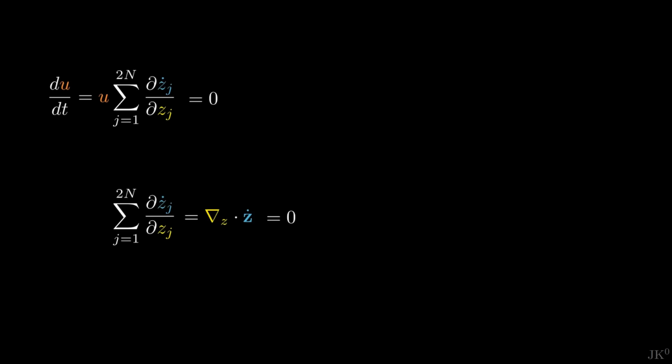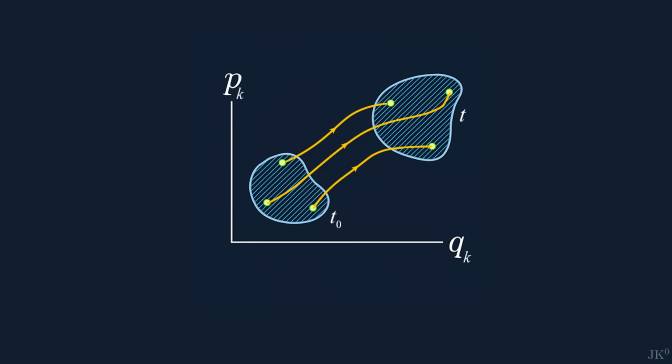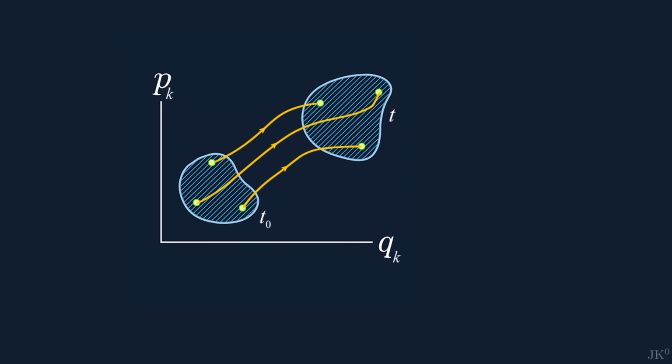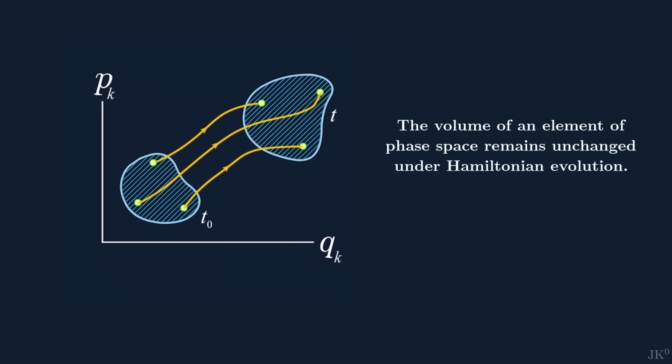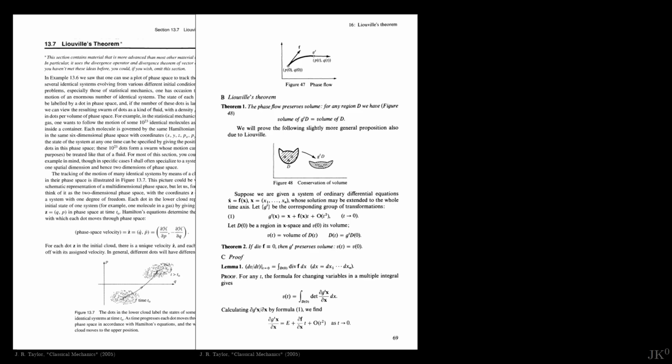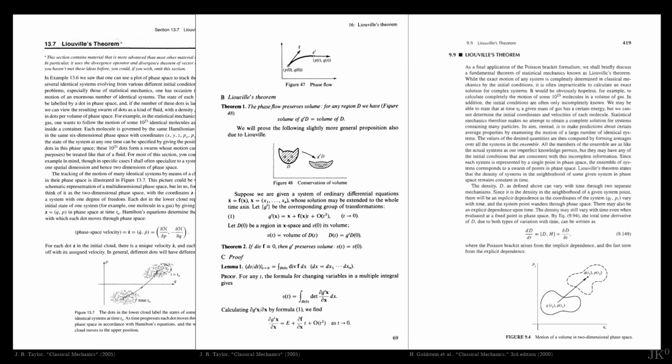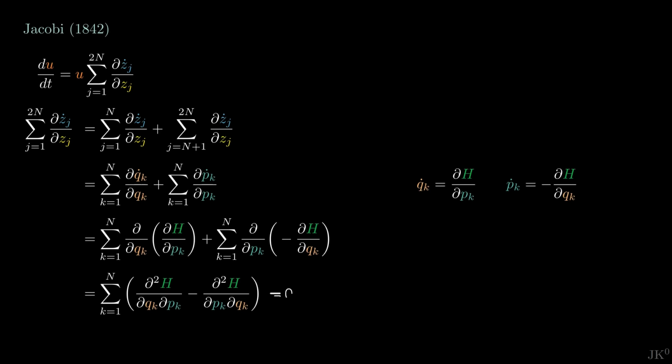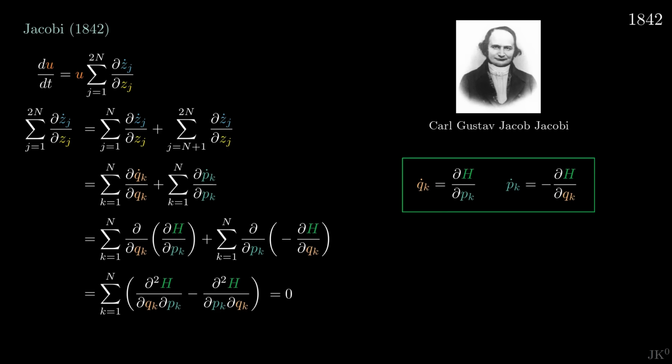This result has a profound consequence. A collection of points within a region of phase space can evolve, changing shape, but its density cannot change. This is usually stated as the volume of an element of phase space remains unchanged under Hamiltonian evolution. This is what every textbook calls Liouville's theorem, despite this being only the consequence of Liouville's theorem when applied to a Hamiltonian system discovered by Jacobi.